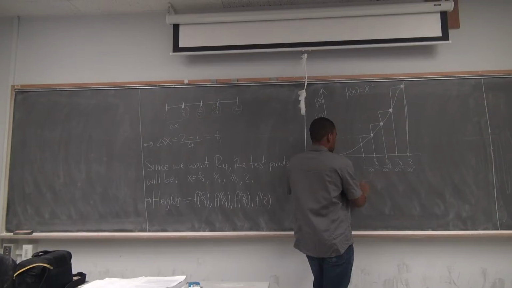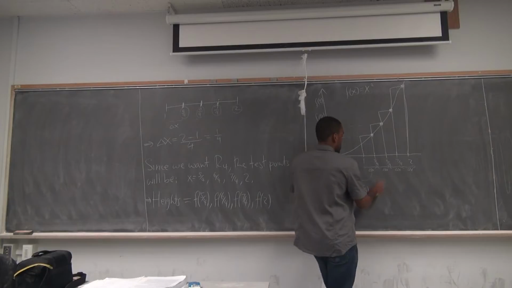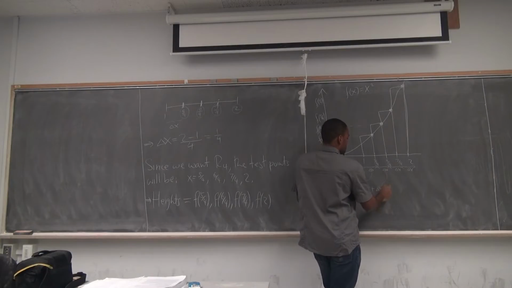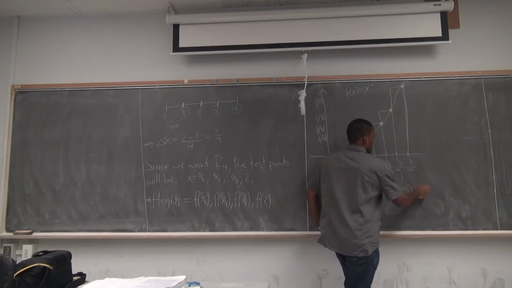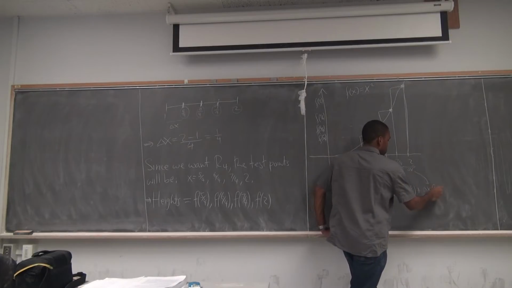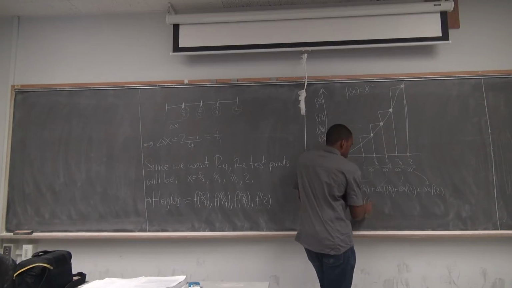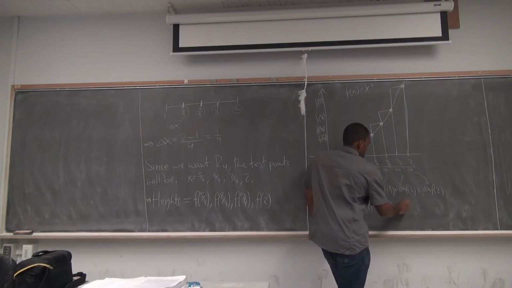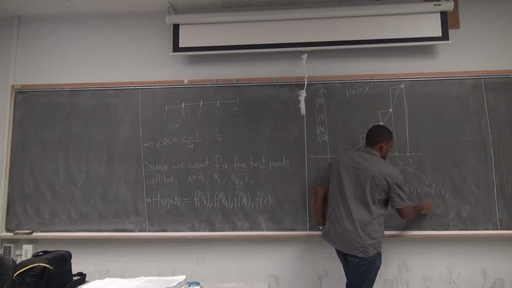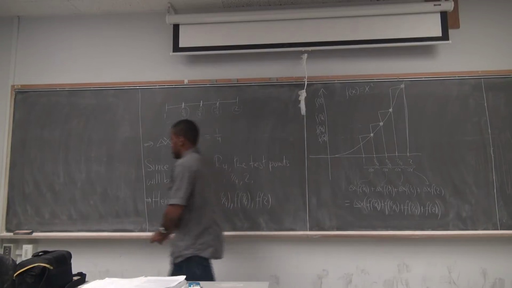So the area of this one is going to be delta x times f of 5/4, plus the area for this one is going to be delta x times f of 6/4. The area for this one is going to be delta x times f of 7/4. The area for the last one is going to be delta x times f of 2. Or I could write that as delta x times the sum of f of 5/4 plus f of 6/4 plus f of 7/4 plus f of 2.